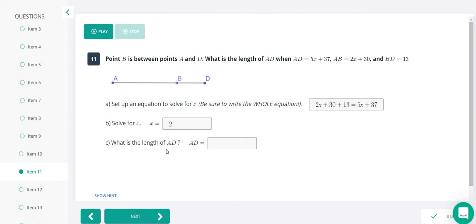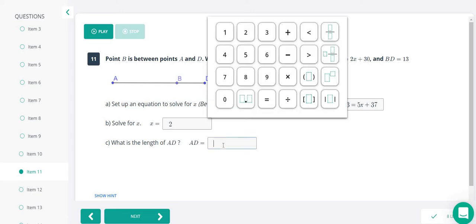All right, now they want to know the length of AD. So the whole thing. So all we need to do is plug 2 back into this equation here. So 5 times 2 is 10, plus 37. 10 plus 37 is 47.